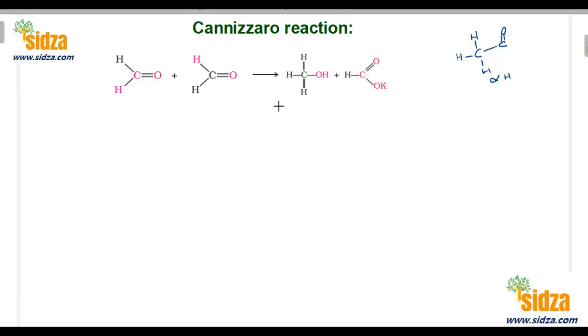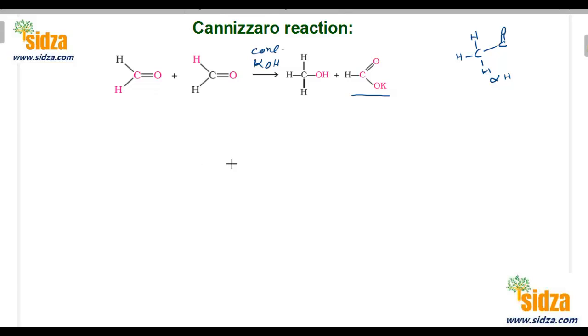When you react them with a concentrated alkaline solution, so concentrated potassium hydroxide, KOH, what will you get? One molecule will be oxidized and another molecule will be reduced. We know that when you oxidize aldehydes, you get a carboxylic acid.